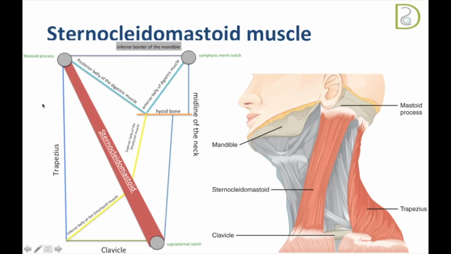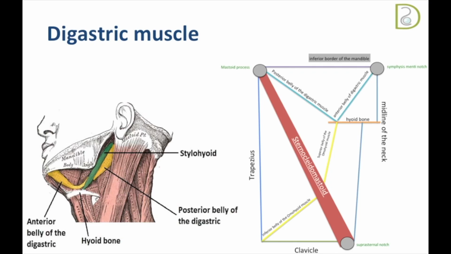And the nerve supply of this muscle: motor we have the spinal accessory nerve, sensory we have C2 and C3 proprioceptors. Action of this muscle: if it is acting alone, it tilts the head to the same side and turns the face to the opposite side. Also, if the neck is fixed, it elevates the ribs in forced inspiration.